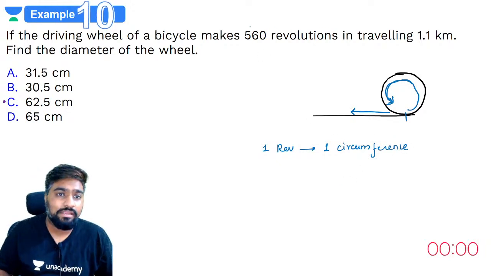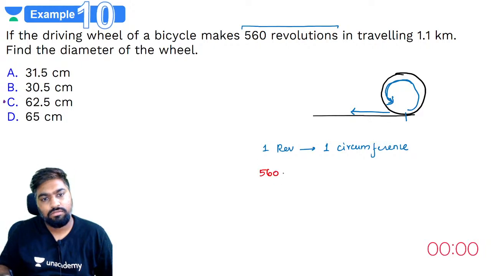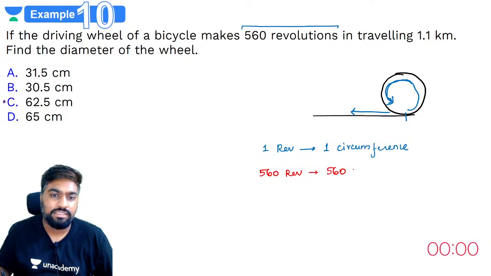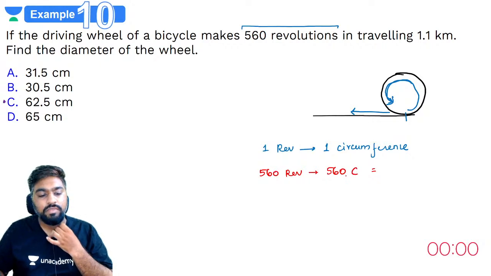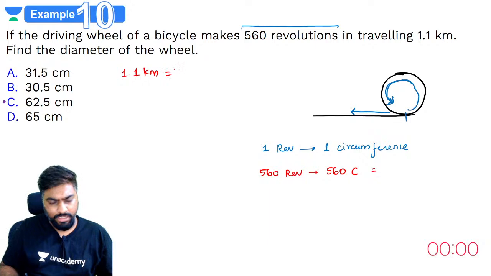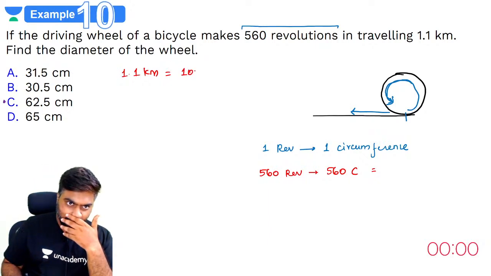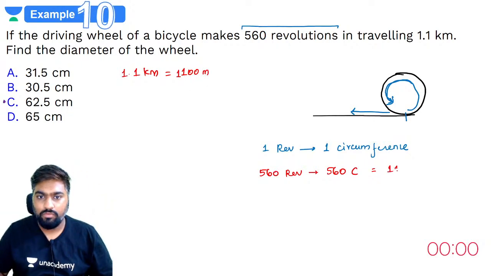Now what are they saying? They're saying there was a 560 revolution distance covered. Yes, 560 revolutions. In which how many circumferences would have been covered? 560 circumferences, correct? In this they've covered how much distance? 1.1 kilometers. 1.1 kilometers in terms of क्या सेंटीमीटर करना, मीटर में कर लो पहले. 1.1 kilometers in terms of meters is how much? 1100 meters.